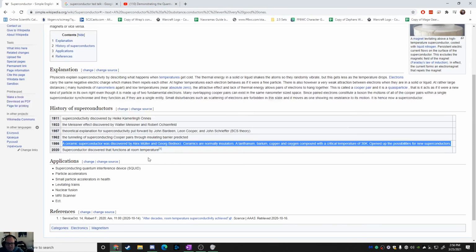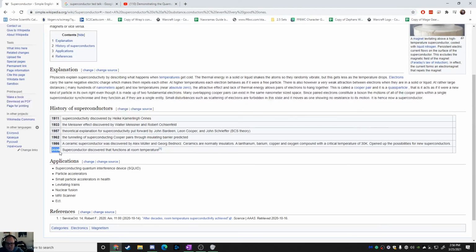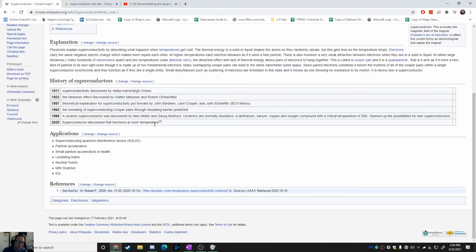But the most exciting thing that happened with superconductors happened last year in 2020, when we actually discovered the first superconductor that functions at room temperature. So we're already kind of at that level. And this literally happened last year. Up till now when I've talked about this, I've always said that it would be really nice to find a superconductor that worked at room temperature. We've actually found it now.